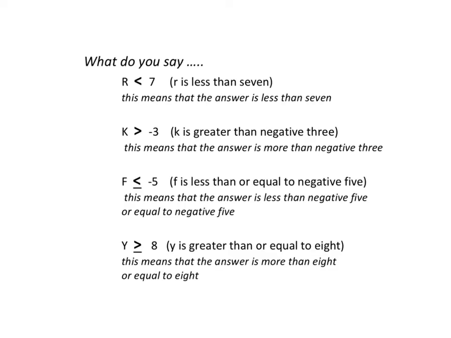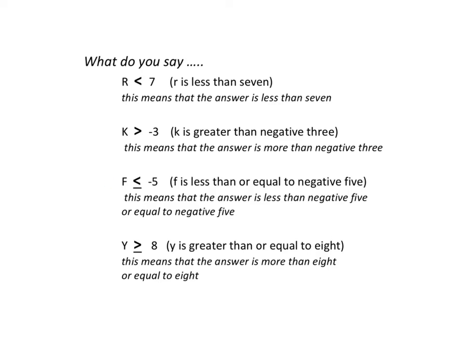Now I'm going to show you how you say an inequality. So this first one right here is r is less than 7. We have it written over here just in case you needed to see it. So this means that the answer is less than 7. The next one right here, k is greater than negative 3. This means that the answer is more than negative 3.